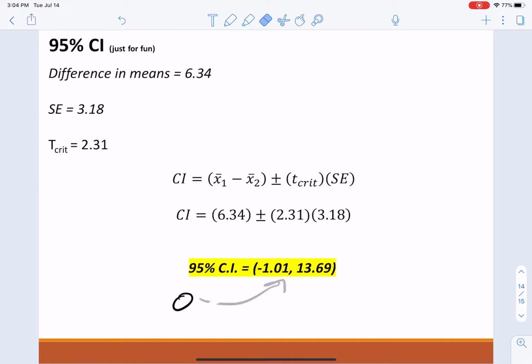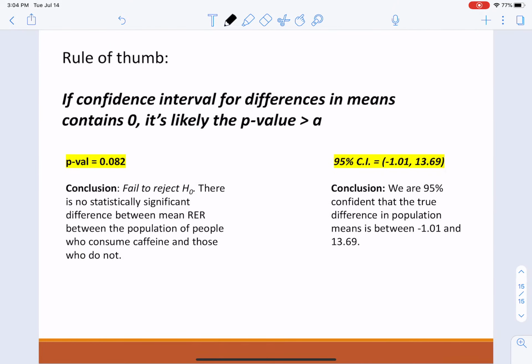That's really something. So let's take a look. I mentioned this in the last video too, but when we're working with differences, if the confidence interval for differences in means contains 0, it's likely that the p-value is greater than alpha. So we've already failed to reject. We have failed to reject H0, and we see that here: our p-value is 0.082. We failed to reject H0.